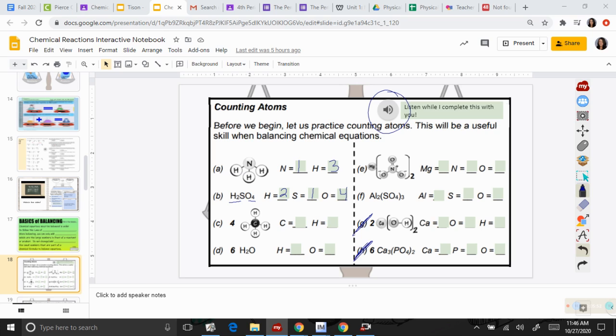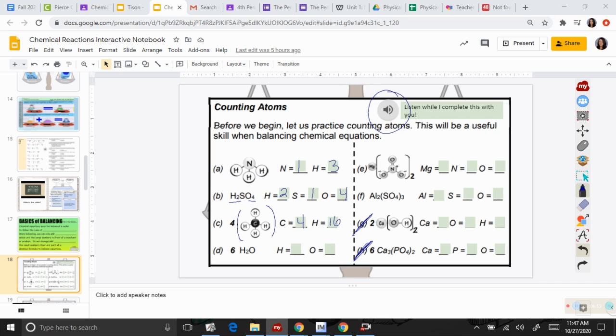Now you see a 4 as a coefficient. Remember, a 4 applies to everything. So that means I have 4 of these. So we can draw out 4 of them and count it, or we can just multiply. That means I have 4 times however many carbons I have. I have 1 carbon. So 4 times 1 carbon is 4. And then I have 1, 2, 3, 4 hydrogens. So 4 times 4 hydrogens is 16 hydrogens. And if you drew out 4 of these, you would count 16 hydrogens.